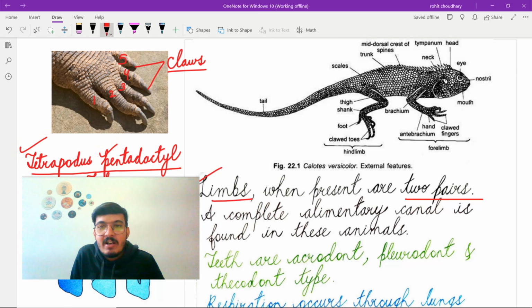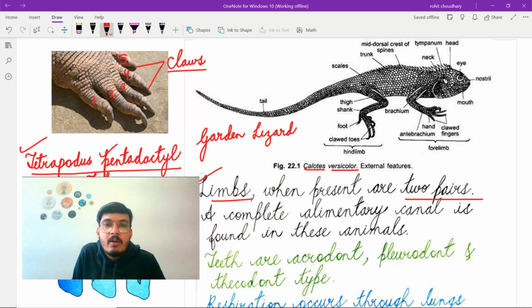So this is the diagram of Calotes versicolor, and the common name of Calotes versicolor is garden lizard. We can clearly see that one pair of forelimbs and another pair of hind limbs is present. So in total, 4 pentadactyl limbs are present. And the body is divided into head, neck, trunk and tail. The entire body of this lizard is covered by scales, and these scales are made up of keratin.